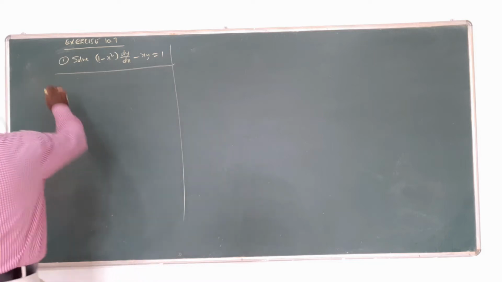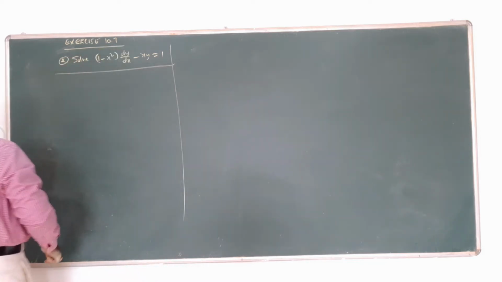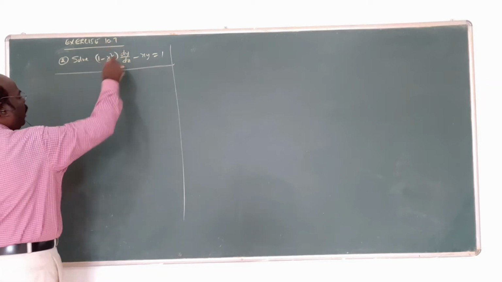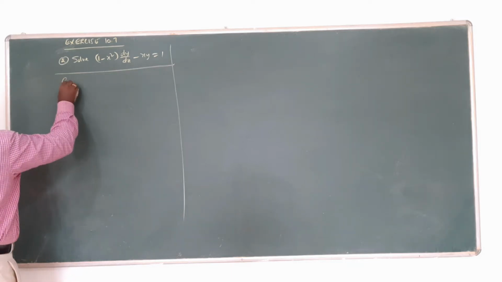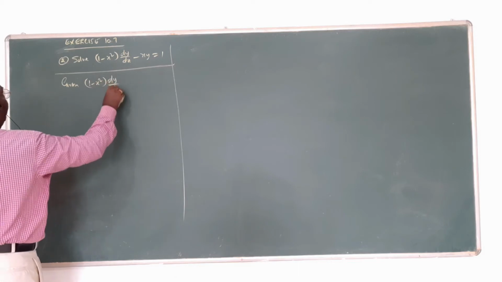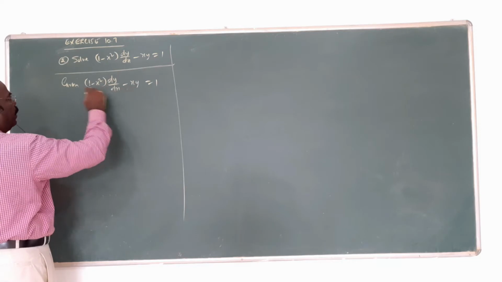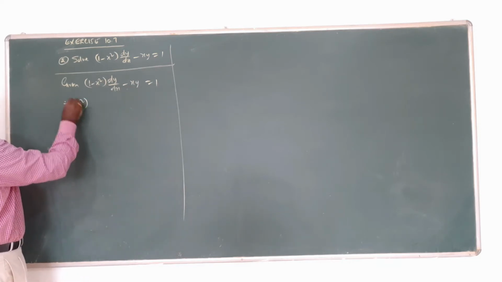Now second question, exercise 10.7: solve (1 minus x square) dy by dx minus x equal to 1. This is given, no? First, the given equation. Now, in the middle term only y is involved, so it is a linear equation. That's why we divide by 1 minus x square.